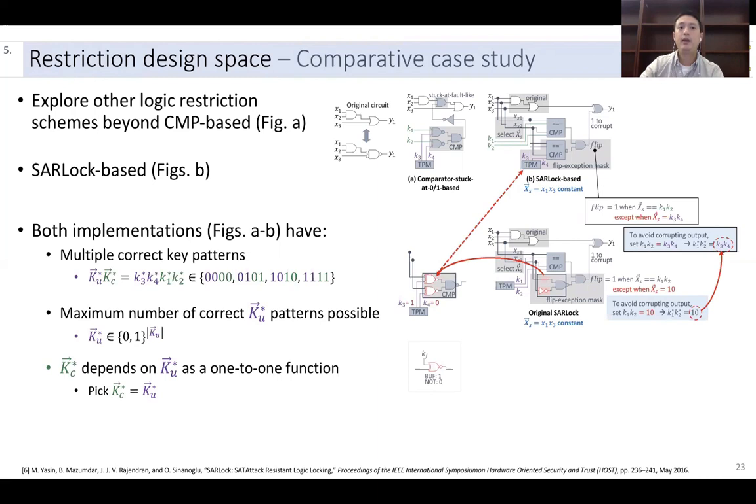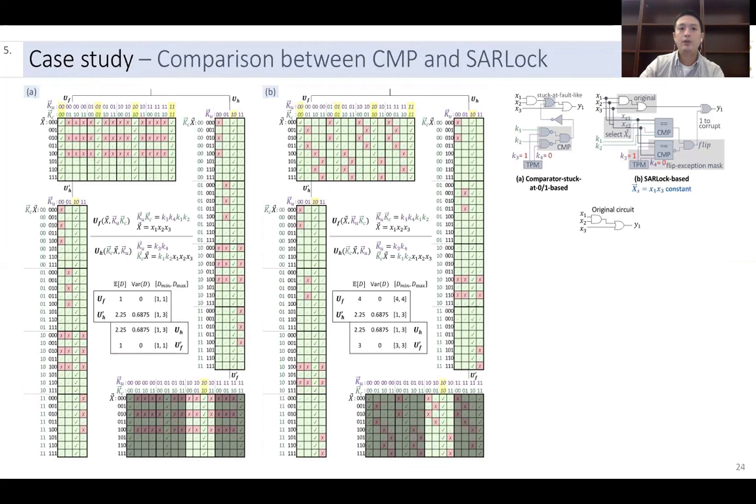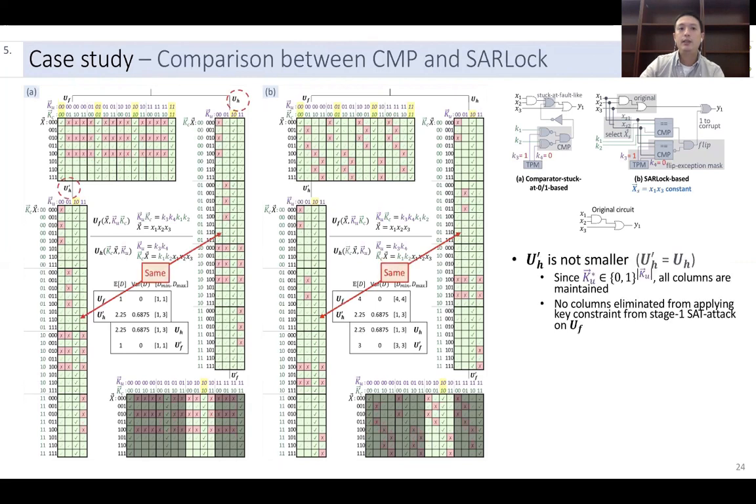Both circuits A and B have multiple correct key patterns for all possible KU values and KC depending on KU in one-to-one manner. Because KU spans all possible values, it can be chosen arbitrarily, and this serves well as a personal key for each restricted live IC. For a visual comparison, the search spaces for the two circuits are shown side by side. Here we can see that UH prime search space is not smaller and is the same as UH because the correct KU spans all the possible values. Thus, no columns can be eliminated.